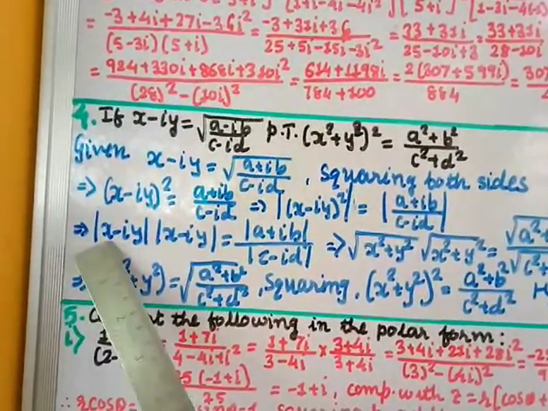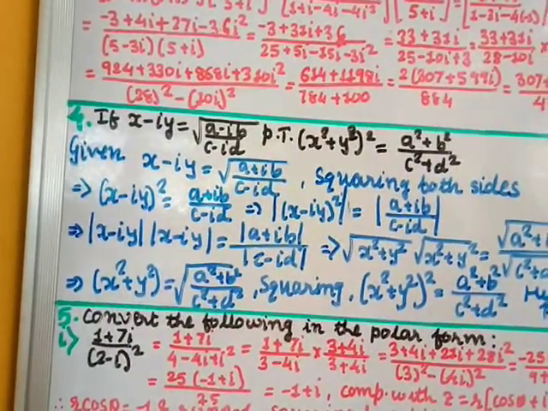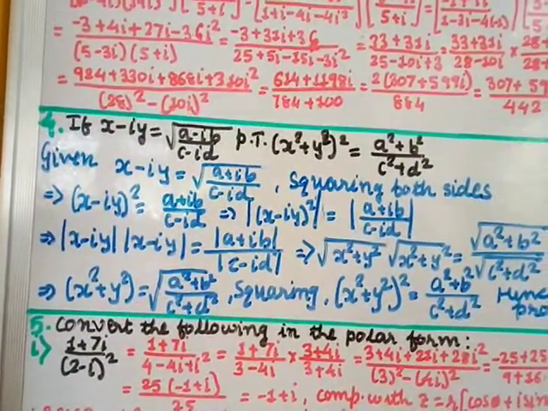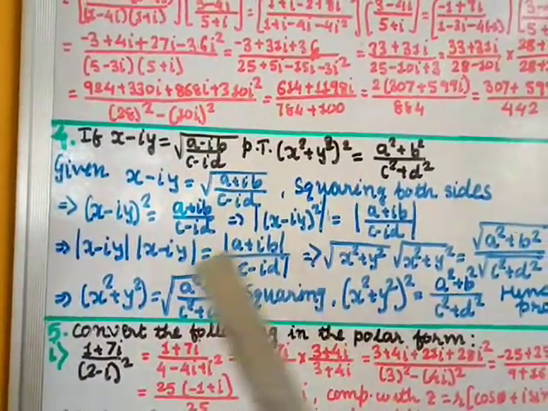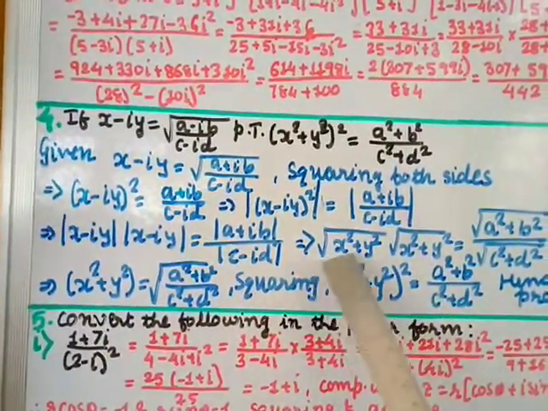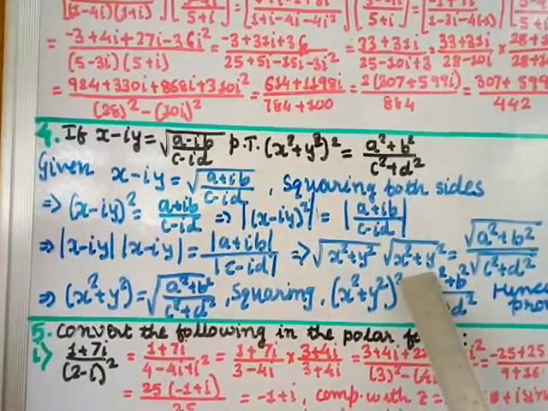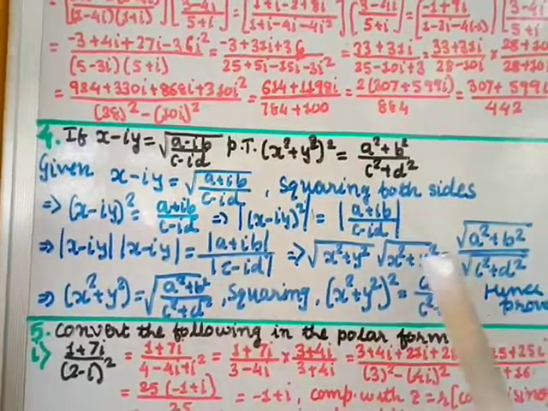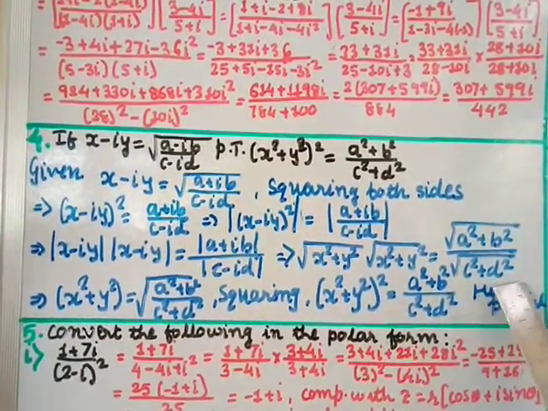Now the modulus value is, you know, if z equals a plus ib, then modulus of z is under the square root a square plus b square. Here modulus of x minus iy is under the square root x square plus y square. Same way, this one is under the square root x square plus y square, and they are in product form. Equal to, for this also, under the square root a square plus b square, and this one also under the square root c square plus d square.